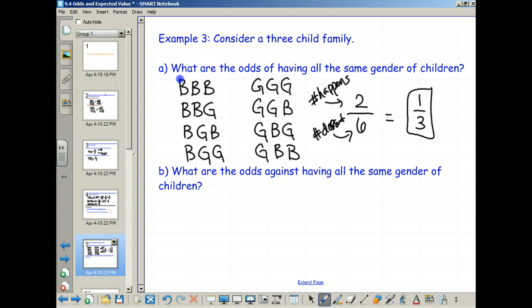So then, what are the odds against having all the same gender of children? 6 over 2, which would be 3 over 1. And we're not reducing it to 3 itself because we're talking about odds, so we need that ratio to stay present. It'd be 3 to 1. And if it bothers you to write a fraction like that, write it as a ratio, which means that's like 3 over 1.